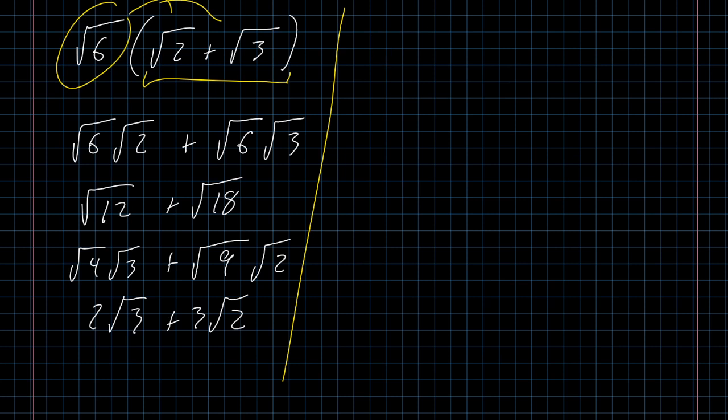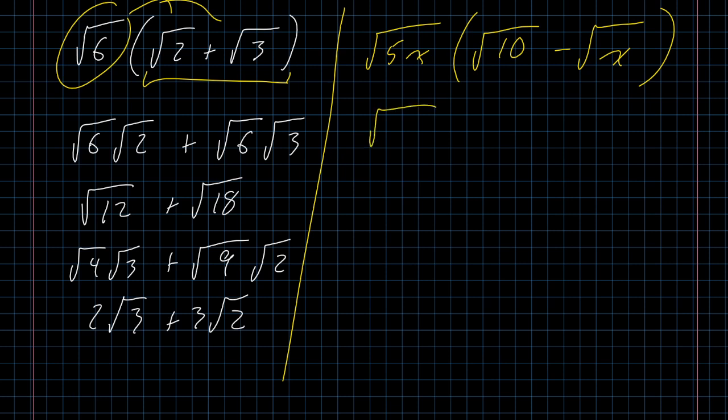So just a very similar example. Let's go to the square root of 5x times the square root of 10 minus the square root of x. Yeah, just something simple like that. Again, we can use the distributive property. And I'm going to skip a couple of steps at this point because you know what's happening.